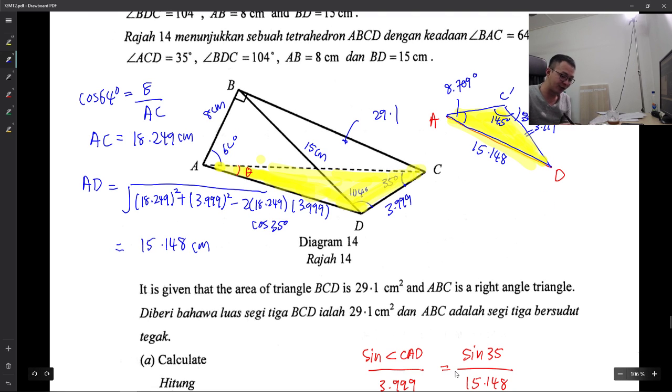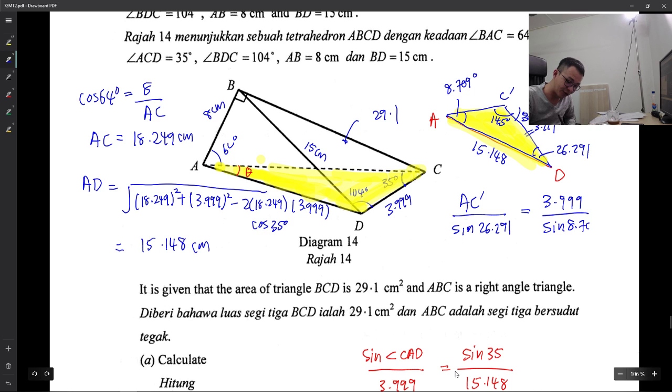I can just use the sine rule. So AC over sine. Since I have both angles, I can easily know this angle, right? I just use 180 minus 145 minus 8.709. I should know this angle is 26.291. So AC over sine 26.291 equals, I choose another length, 3.999 over sine 8.709. If I solve this one, I can get my length of AC.